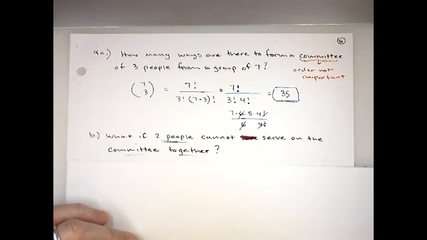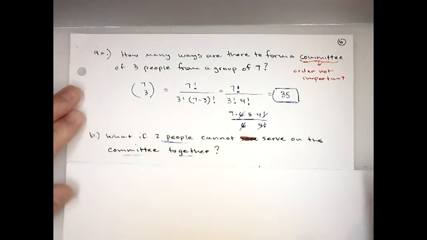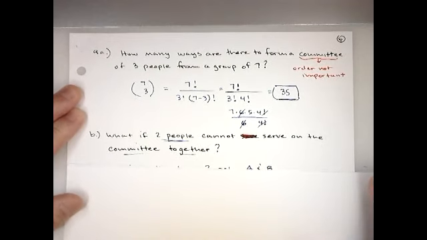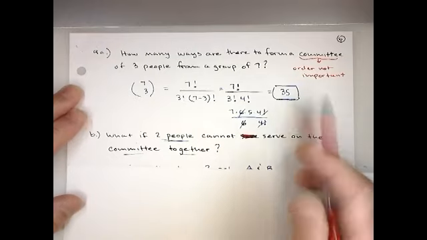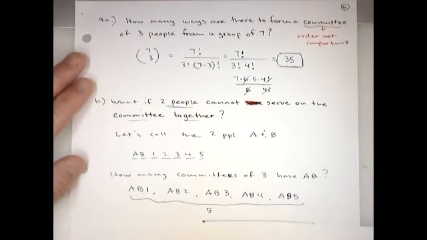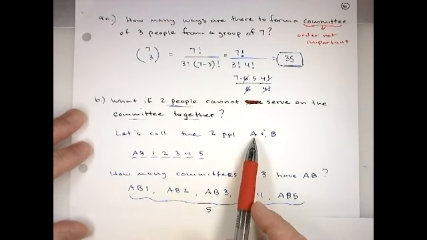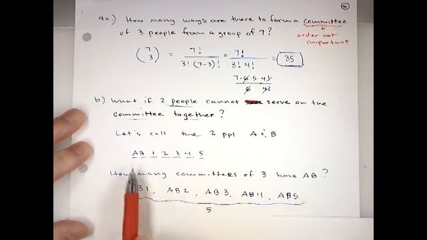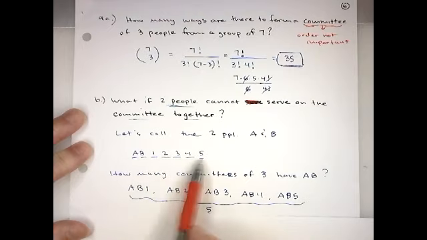Okay, we can't just do this with a formula. So sometimes you have to modify and manually count how many committees would contain those 2 people that can't serve on the same committee together. And we're going to subtract them out from the 35 possible committees. So the way I did it is I thought about, let's call those 2 people that can't serve together A and B. So our 7 people are A, B, and then there's 5 other people, right? That makes a total of 7.